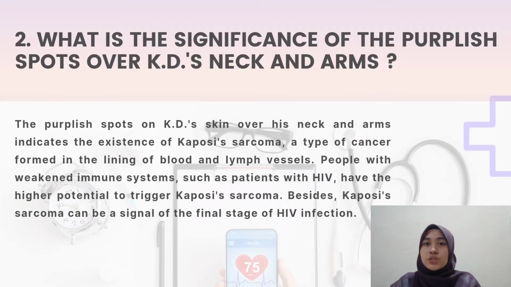The purplish spots on KD's skin indicate the existence of Kaposi sarcoma. People with weakened immune systems, such as patients with HIV, have a higher potential to develop Kaposi sarcoma. Besides, Kaposi sarcoma can be a signal of the final stage of HIV infection.